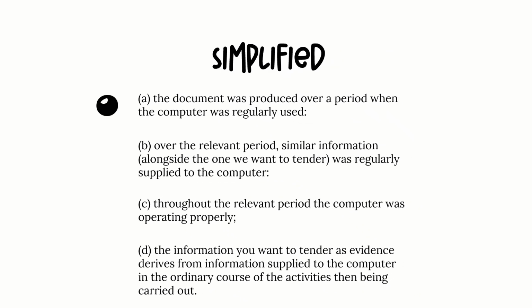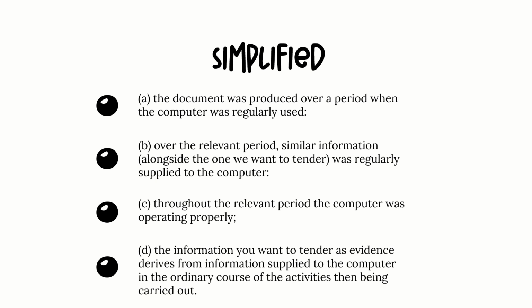A. The document was produced over a period when the computer was regularly used. B. Over the relevant period, similar information alongside the one we want to tender was regularly supplied to the computer. C. Throughout the relevant period, the computer was operating properly. And D. The information you want to tender as evidence derives from information supplied to the computer in the ordinary course of the activities then being carried out.